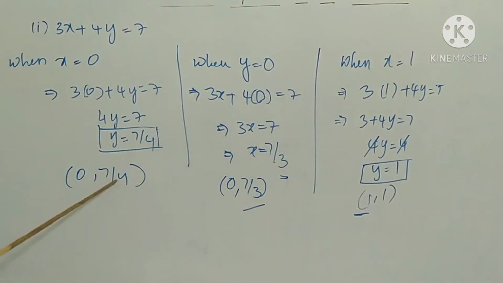These are the three different solutions of the given linear equation. The linear equation is in two variables, that is x and y. These are the solutions of the given linear equation. First one is (0, 7 by 4). Next one (7 by 3, 0). Next one (1, 1).